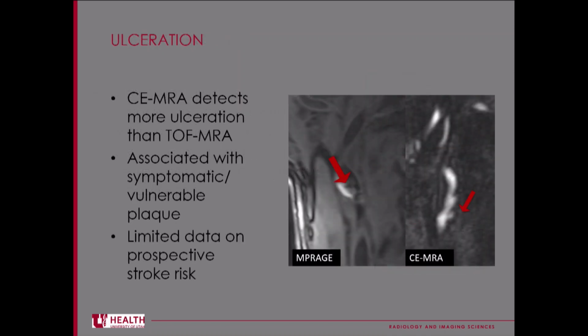And then, of course, there's ulceration. Contrast-enhanced MRA is certainly the most well-established and best way to evaluate for ulceration. You can see that in the image on the right, and you can see the extension. The technical definition of ulceration is extension of the luminal contrast into the plaque by at least 1 or 2 millimeters, which we're seeing in that plaque there.